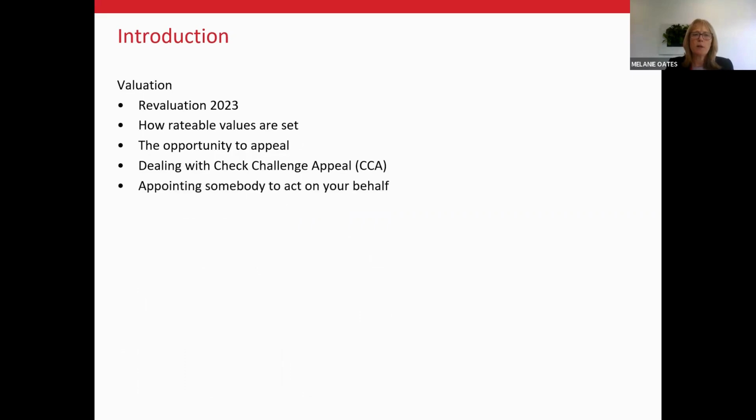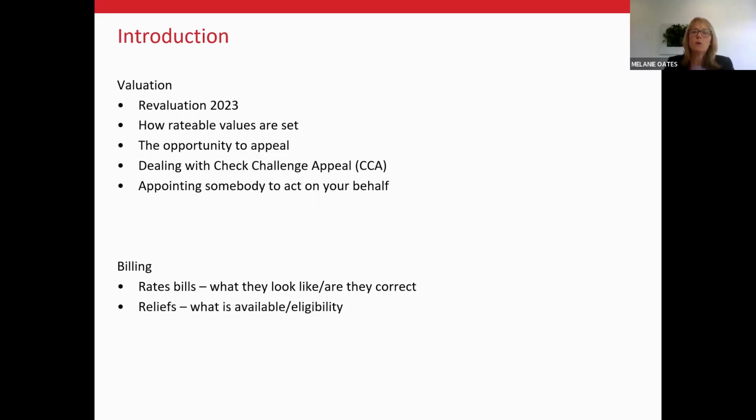Thinking about appointing somebody to act on your behalf if you want to do that. Then in terms of billing, rates bills, what they look like, are they correct? It might seem strange to say what they look like because many rating authorities and lots of different bills look very, very different, although they're all used to calculate the rates liability.